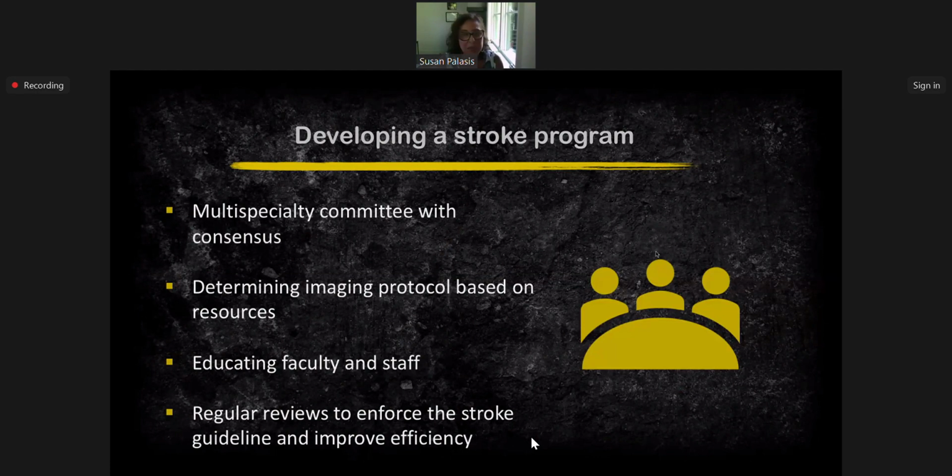And Misha, I know you can speak to this as well. Indeed. You know, we need a multi-specialty committee that can come together and reach consensus. We have to agree to what the imaging protocol should be based on our resources. We have to be continually educating faculty and staff to the process. And once we try to put the process in place, we have to have regular reviews to enforce the guideline and improve efficiency. I know it's a struggle at CHOA where I practice.